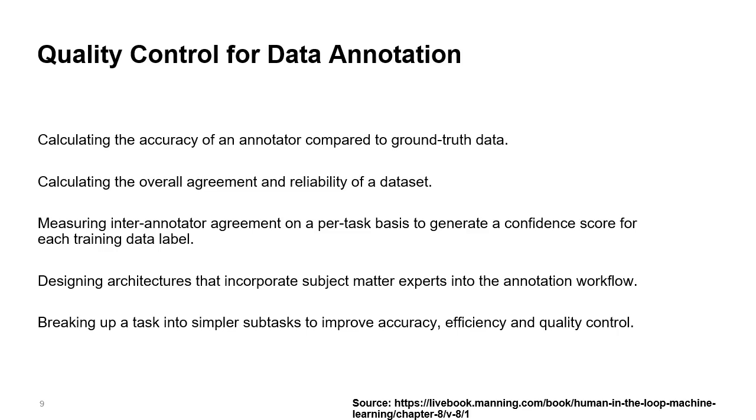After completing data annotation, the annotation quality is evaluated. This is achieved through the following steps: calculating the accuracy of an annotator compared to ground truth data, calculating the overall agreement and reliability of a dataset, measuring inter-annotator agreement on a per-task basis to generate a confidence score for each training data label, designing architectures that incorporate subject matter experts into the annotation workflow, breaking up a task into simpler subtasks to improve accuracy, efficiency, and quality control.